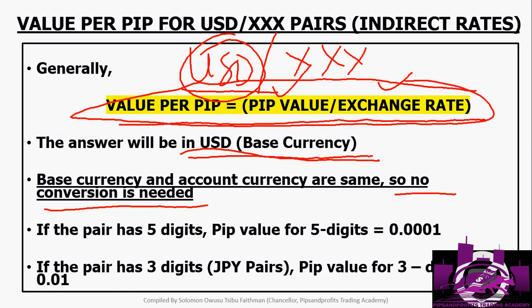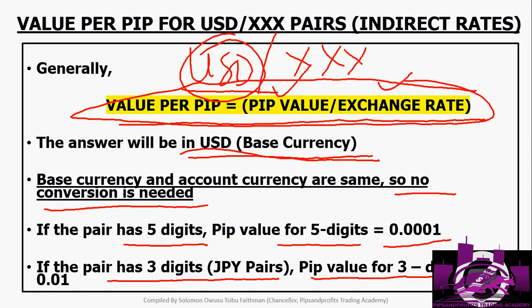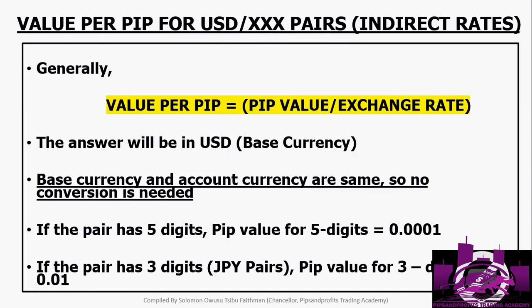Okay, so if the pair has 5 digits, then the pip value for that particular digit is 0.001. And then if the pair has 3 digits, example JPY pairs, then the pip value for that 3 digits is going to be 0.01. So you have to put that in your mind, because we are going to use that to do the calculations. Okay, let's continue. Let's go to the next slide and see what is happening over there.